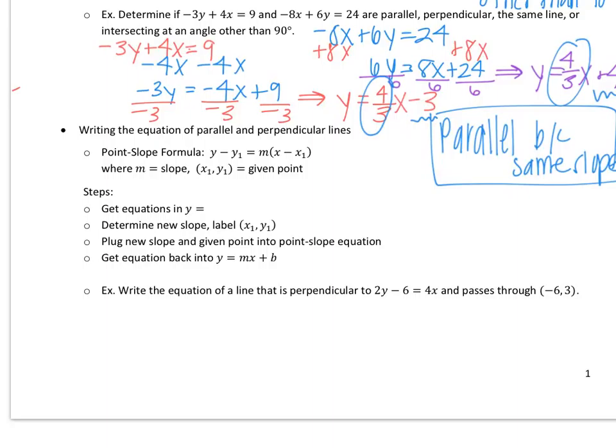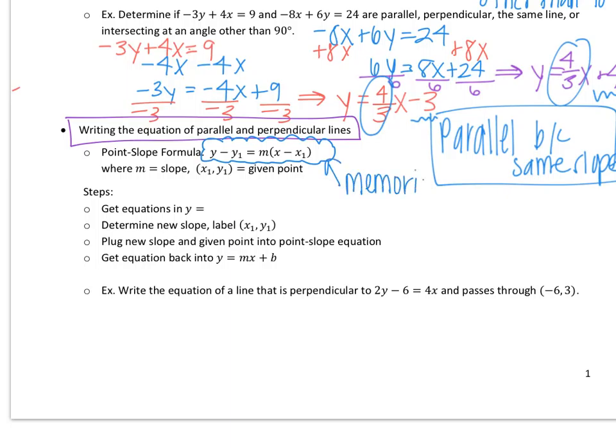The next type of problem that we might see on a Common Core test is asking us to write the equation of parallel and perpendicular lines. And so to do that, we have this formula called the point slope formula. Y minus y1 equals m times x minus x1, where m is the slope and x1, y1 is that given point. This is a formula that you have to memorize.